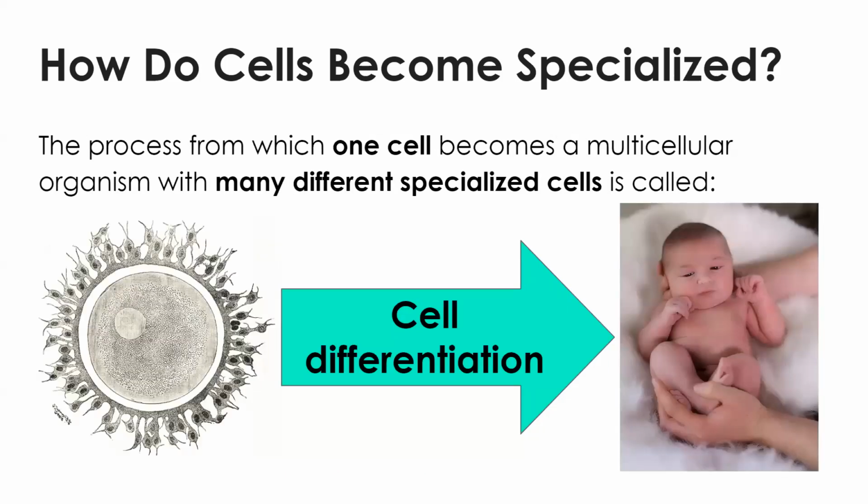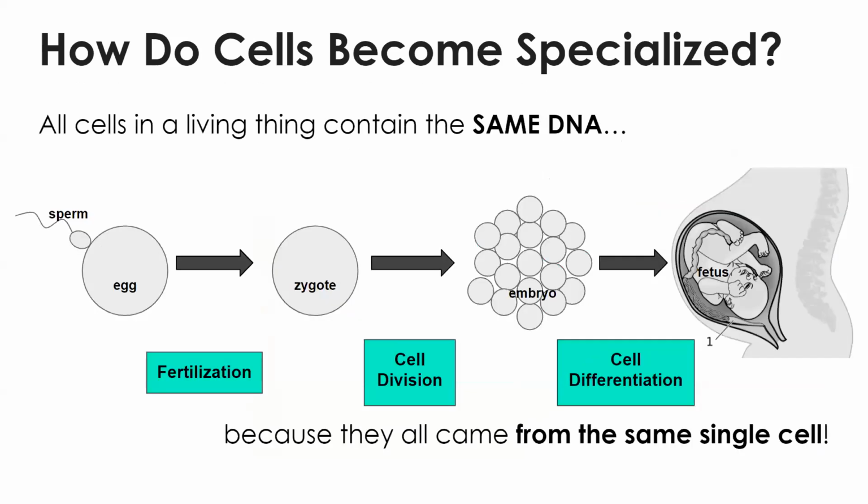Well, the process of one cell becoming a multicellular organism with so many different specialized cells is called cell differentiation or cell specialization. It's the process of your cells becoming special to perform different functions. So all cells and living things contain the same DNA. That is the very first and most important part of this process. And what makes it possible for us to go from one cell to multiple cells is that all of our cells have the same DNA.